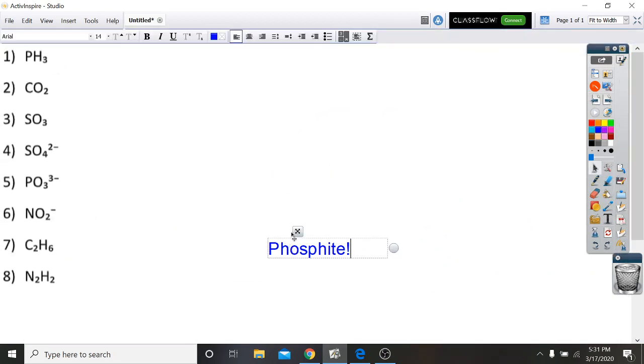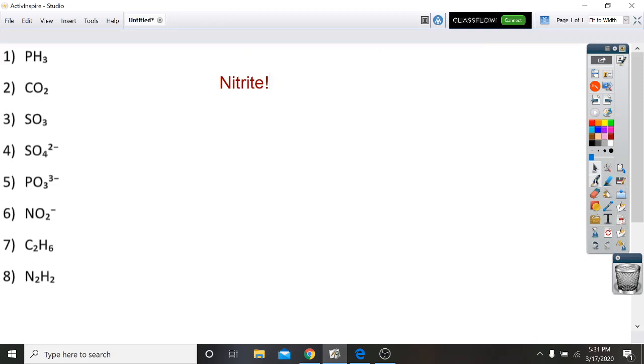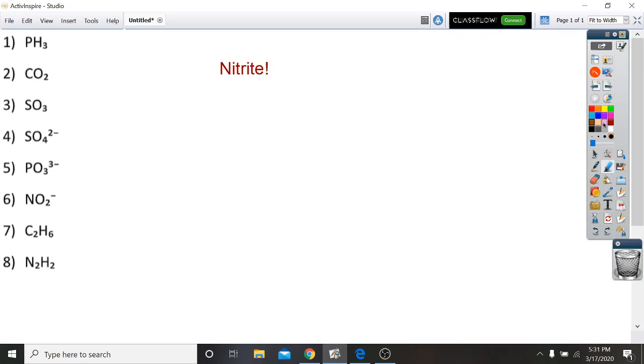NO2 minus. Now, NO2 minus is not phosphite. What is it called? NO2 minus. Is it nitrate or nitrite? It is nitrite. Nitrate is NO3 minus. Nitrite is NO2 minus. All right then.